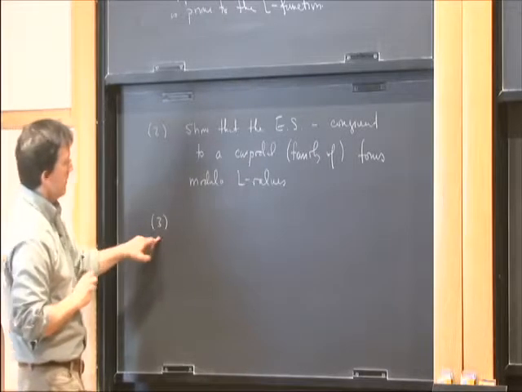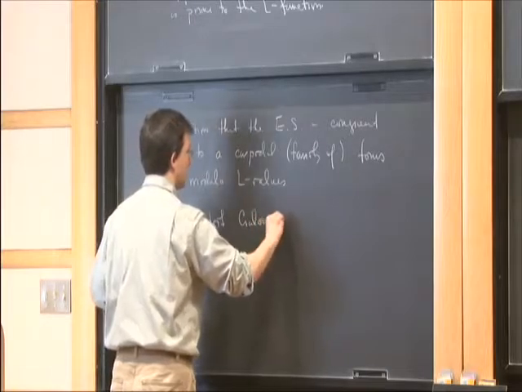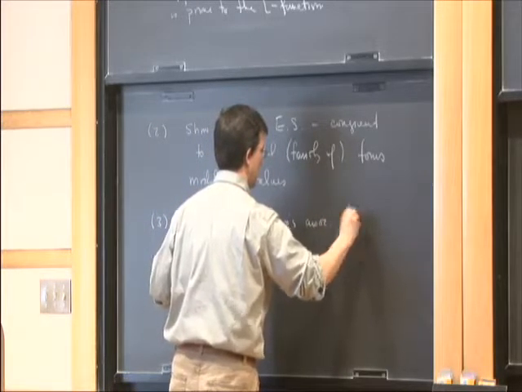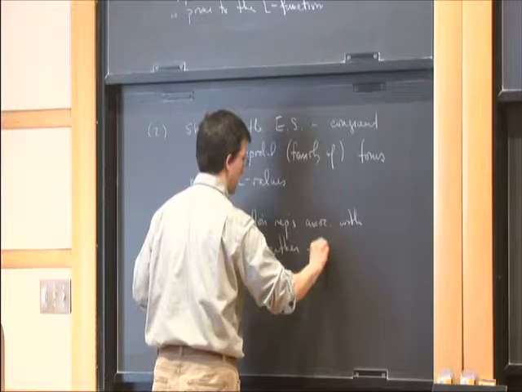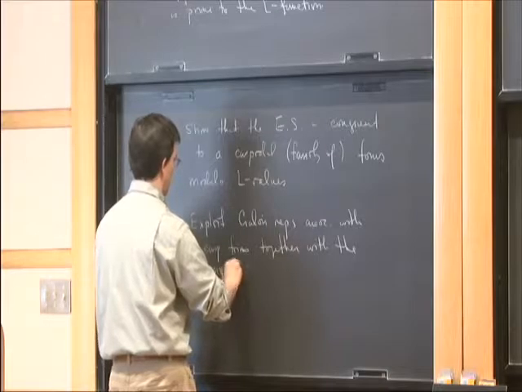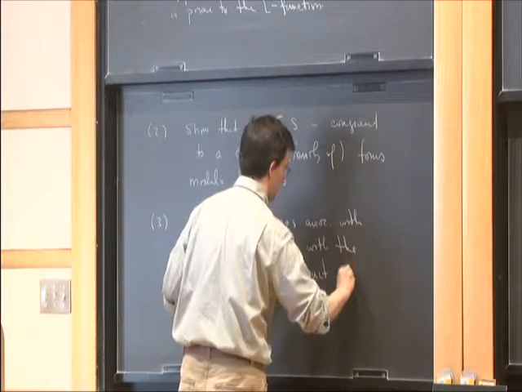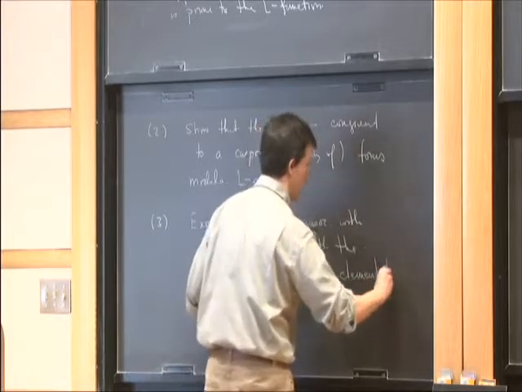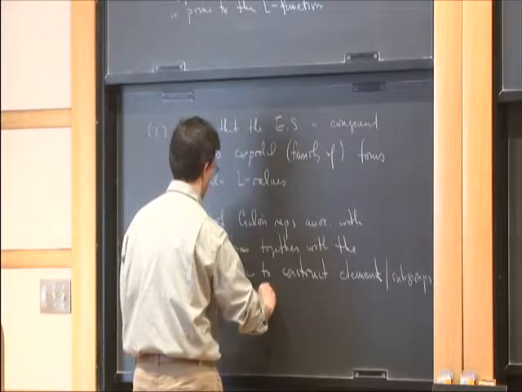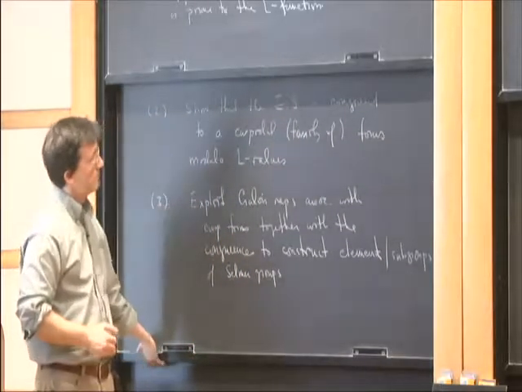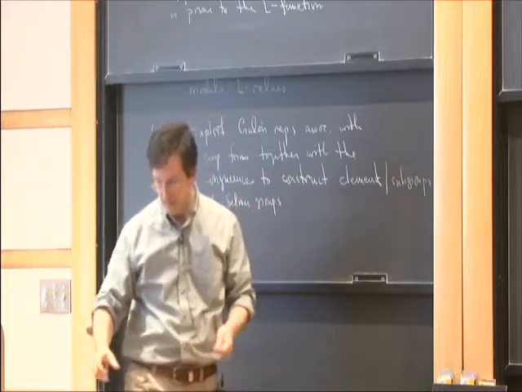Then the third part is to exploit the Galois representations associated with cusp forms together with these congruences to construct elements or subgroups of Selmer groups. And so I'm going to forget about part two. What I want to talk a little bit about today is this third part in the context of GL2 L functions.